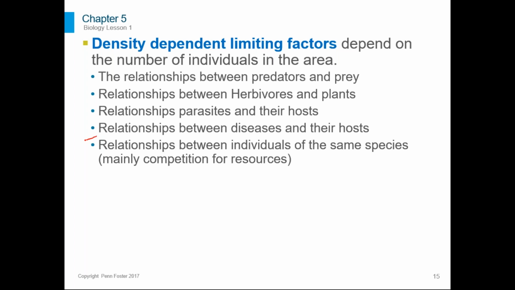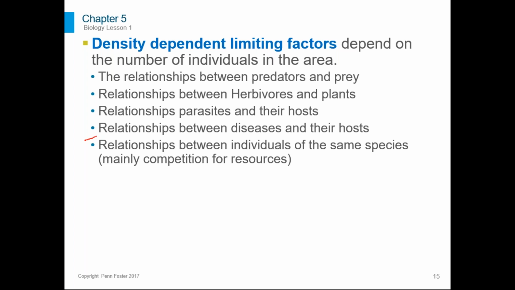All right, so with that last one, between individuals of the same species, competition is an important limiting factor. Things like food and water and space may be required by all individuals, so not having enough of these to go around creates competition, and that limits the maximum size of the population.